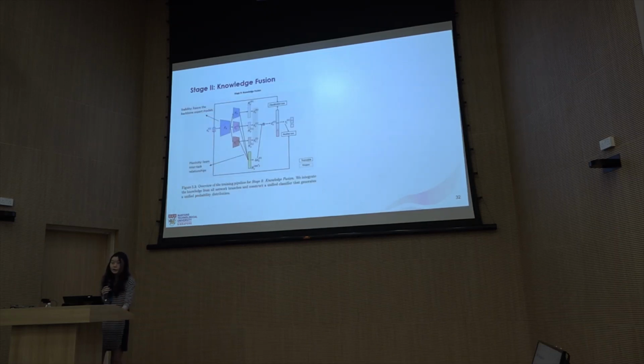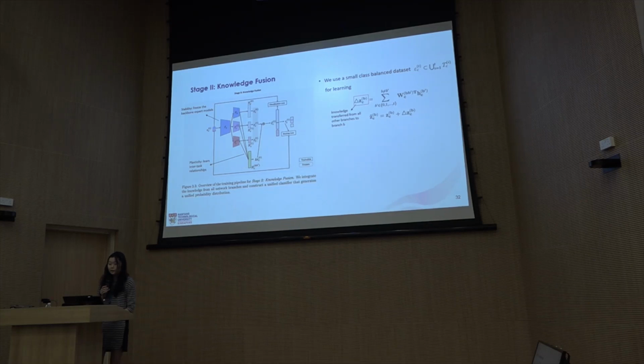So after the first stage, we have expert models for each task, which is denoted by each network branch. And we need to construct a unified classifier to integrate knowledge from all branches. In order to enable knowledge transfer across branches to learn interclass relationships, we use a small class-balanced dataset to learn self-weights. So delta Z here denotes the knowledge transferred from all other branches to branch B. And in order to prevent overfitting on the small data set, we freeze the weights of the backbone expert models. Output is then the sum of the backbone output Z and delta Z. So this setup can help to preserve the core knowledge of the network for stability, while still allowing knowledge transfer across the branches.